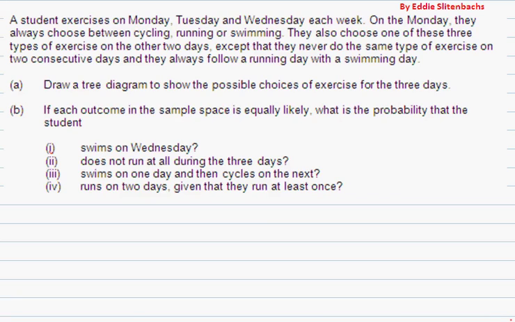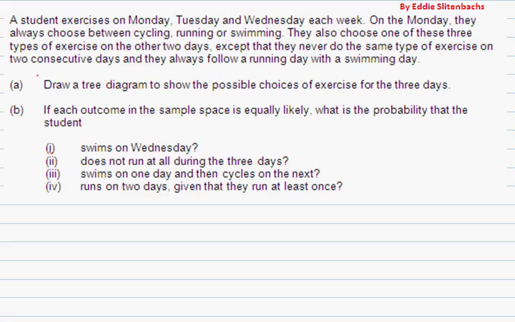We've got a probability question here, and we've got a couple of parts to it that we've got to work out. It says a student exercises on Monday, Tuesday and Wednesday each week. On the Monday, they always choose between cycling, running or swimming. Then they choose one of three types of exercise on the other 2 days, except that they never do the same type of exercise on 2 consecutive days.